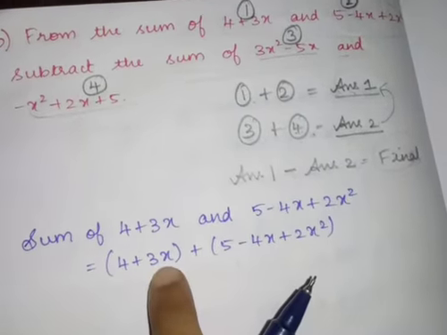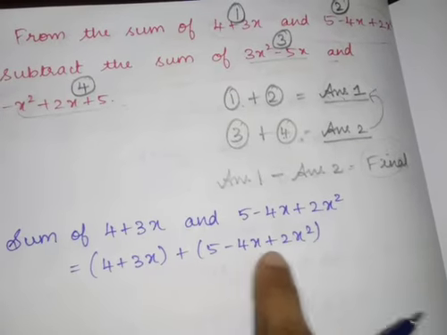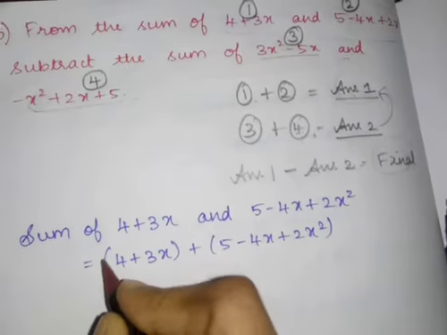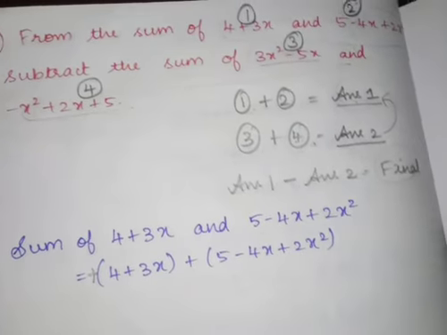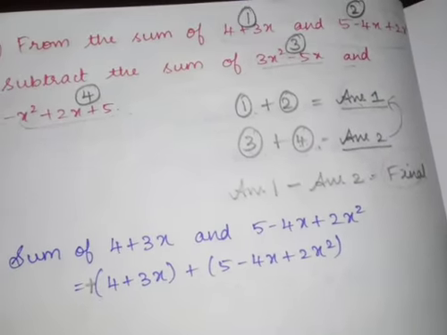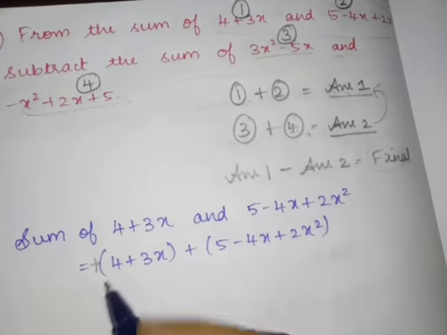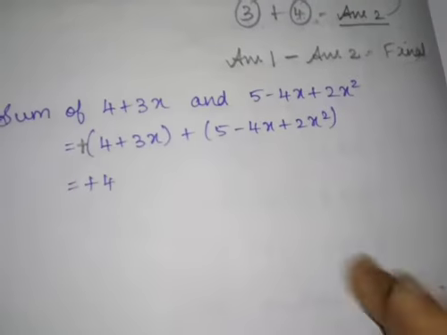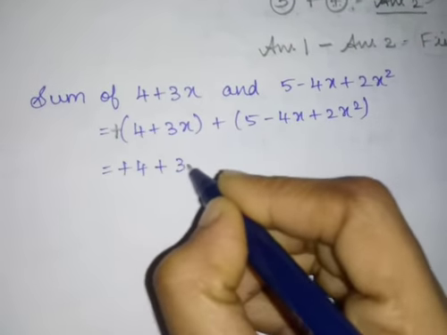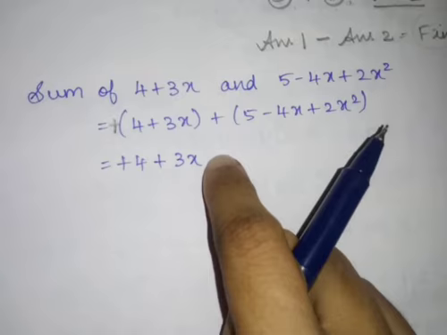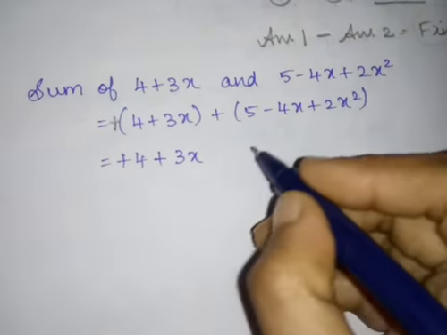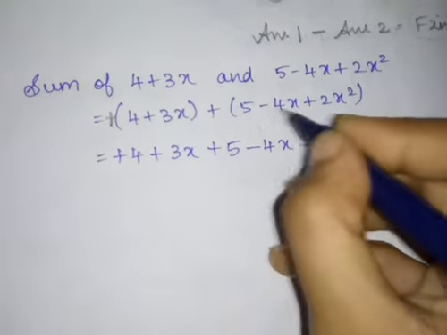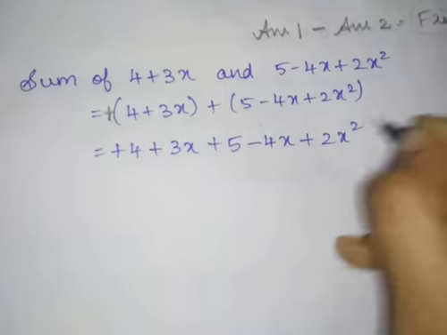4 plus 2x plus 5 minus 4x plus 2x square. Now here no sign is given, so I'll put it as plus. Here no sign is there, so I'll write it as plus, children. Plus into plus 4, plus into plus 3x. Next, so this got over. Next, plus into plus 5, plus into minus 4x, plus into plus 2x square.